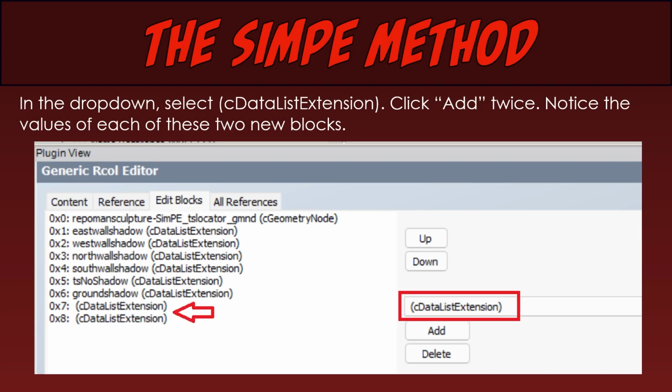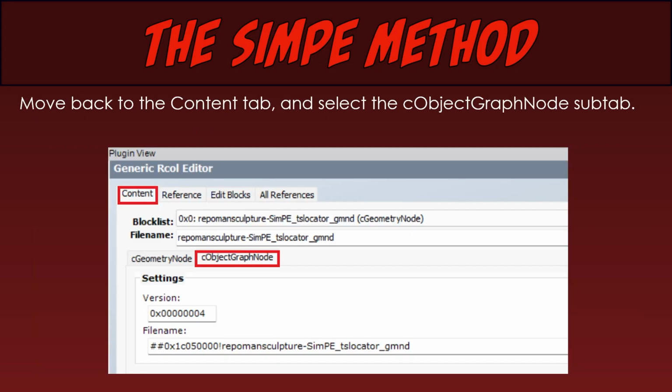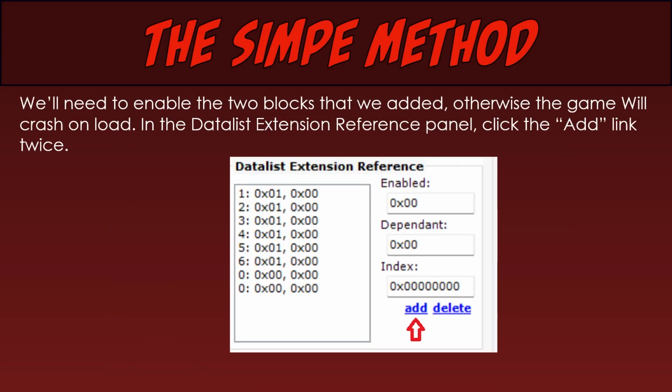Then in the drop-down on the Edit Blocks tab, we select C data list extension in parentheses. Then we click that Add button twice. We're adding 2 blocks to our object. We return to the Content tab and then we go to the Object Graph Node subtab. We need to enable these 2 blocks. So what we do, we click the Add button twice.